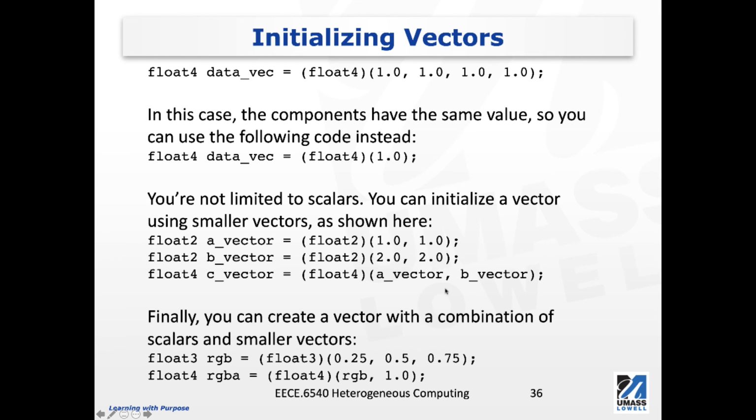Finally, you can also create a vector with a combination of scalars and smaller vectors. For example, here, if you have RGB, a vector of 3 elements initialized in this way, then you can initialize RGBA, which is a vector of 4 elements, using RGB, this smaller vector, together with a scalar value 1.0.